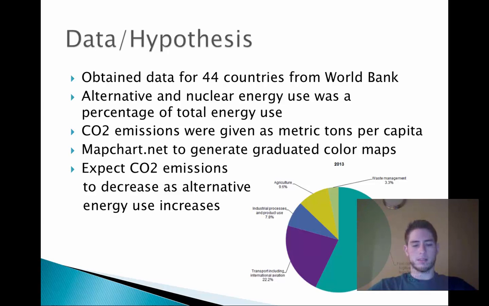And I expect to see CO2 emissions decrease as alternative energy use increases. And the main reason for this, as shown on the chart on the right, is that the majority of CO2 emissions come from producing electricity, mostly through burning of fossil fuels. So obviously, the more energy you can produce from wind and solar and nuclear, the less CO2 emissions you're going to be giving off burning coal and other fossil fuels.